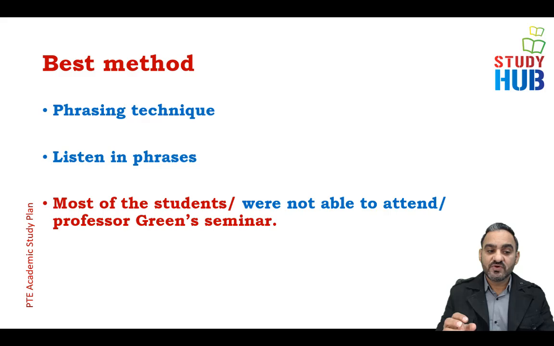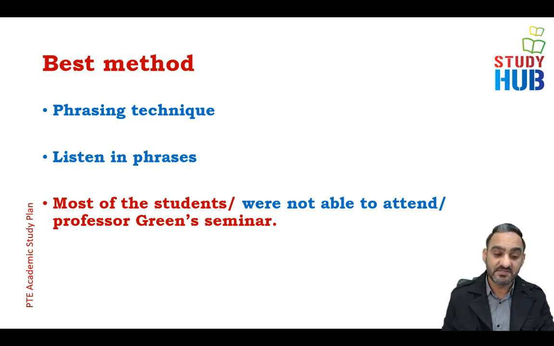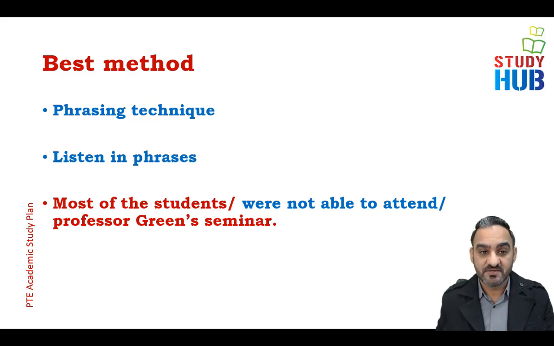Now, you again have to understand, it could have been anything. It could have been most of the cities were not able to complete the objective of greenhouse gases. Most of the people were not able to catch the train on time. So it could have been anything. That is how the sentence is formed. So try to understand the phrasing there. Most of the students were not able to attend Professor Green's seminar. This is the best method that you can use for your repeat sentences.